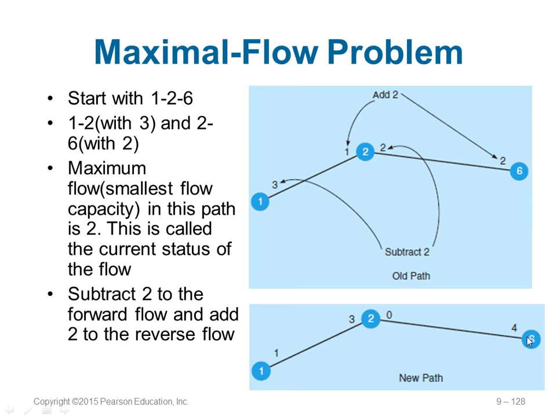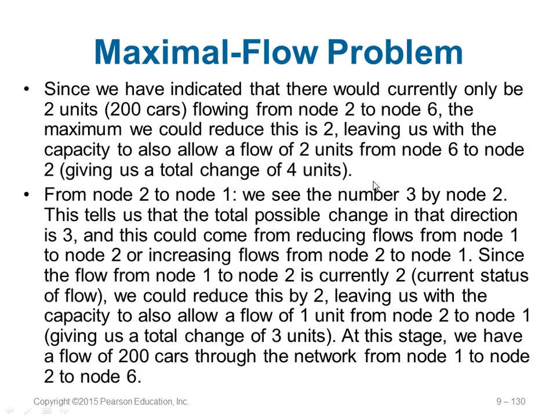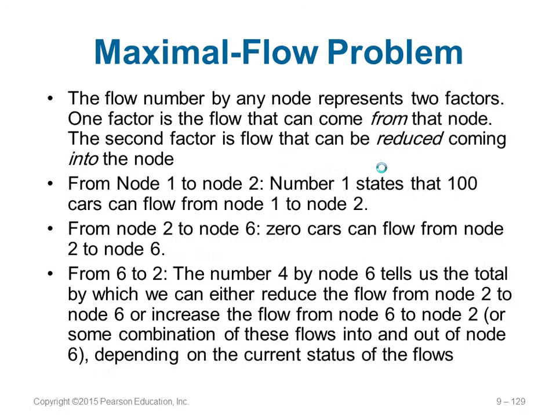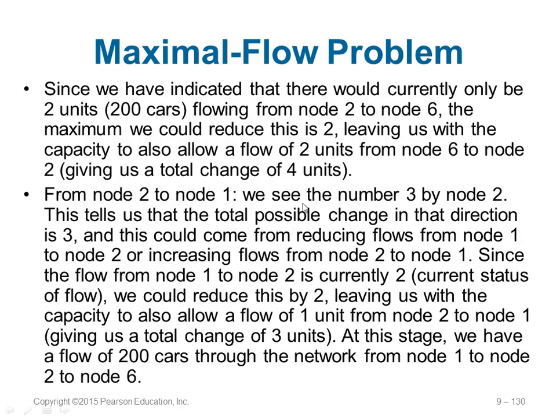So if it says this side, it means I can increase this direction and I can decrease the other side. So 4 here, I can increase this side, but I can decrease the other side. So this is what you have to do. Since we have indicated that there will currently be only 200 cars flowing from 2 to 6, the maximum we can reduce is only 2. This is what you have seen in this diagram. You are just explaining that step here. And from 2 to 1, number 3 by node 2 tells us that there is a possibility of 3, and you want to reduce it from 1 to 2, or you can also increase it on the other side.